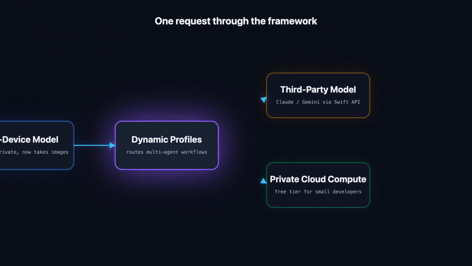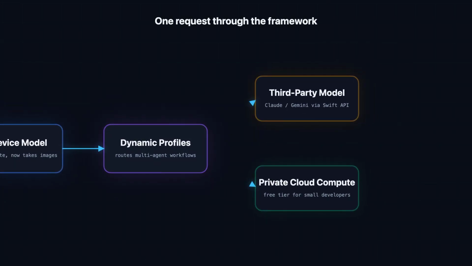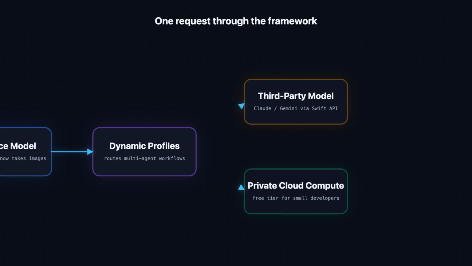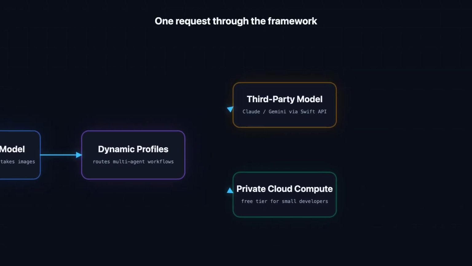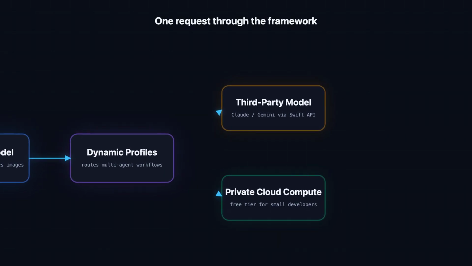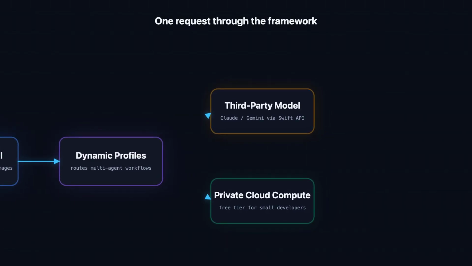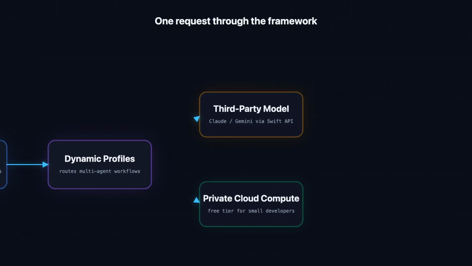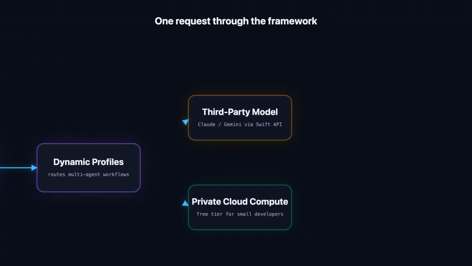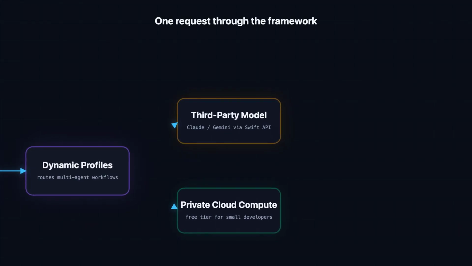At the center sits the new routing layer, dynamic profiles. This is what makes multi-agent workflows possible. Instead of one model doing everything, a profile decides which model or agent should handle each piece of a task and coordinates the handoffs between them.